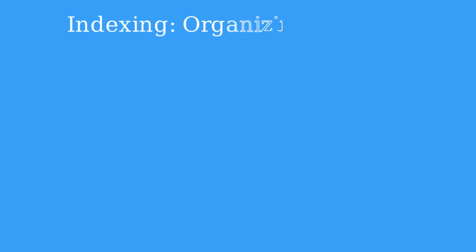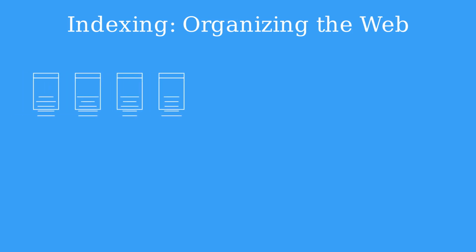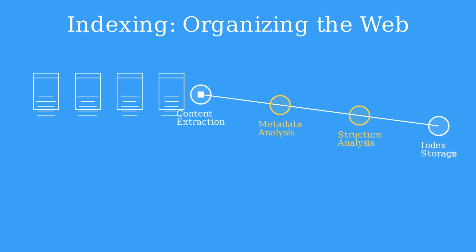After web crawlers collect data from websites, search engines need to organize this vast information for efficient retrieval. This process, called indexing, involves processing and storing information in massive databases. During indexing, search engines analyze different aspects of each page: content, metadata, and structure.